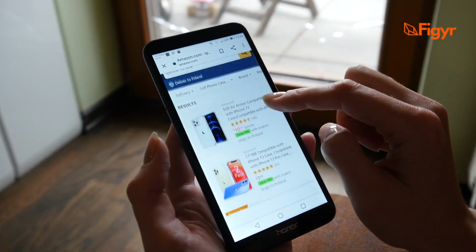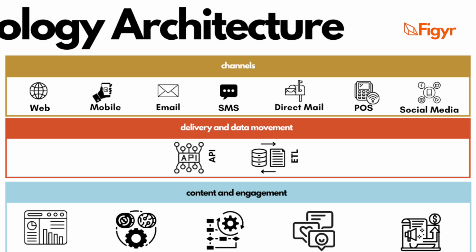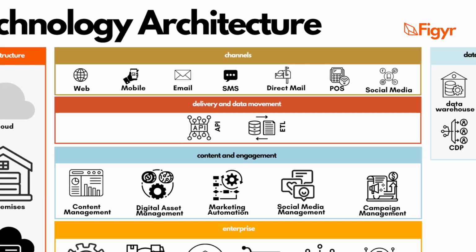When that information is returned, it's sent across multiple channels that the user interacts with in a digital but also physical context. It could be websites, mobile apps, email, SMS, but also the POS system at a physical store, direct mail, billboards.